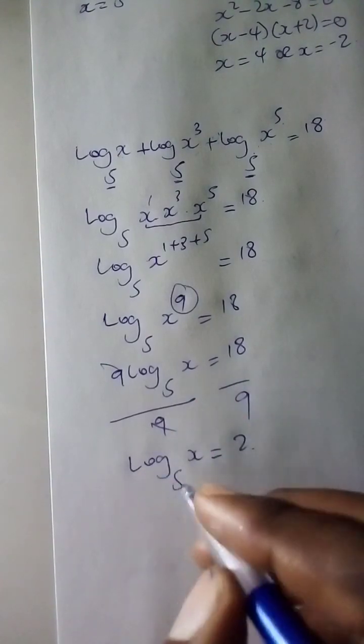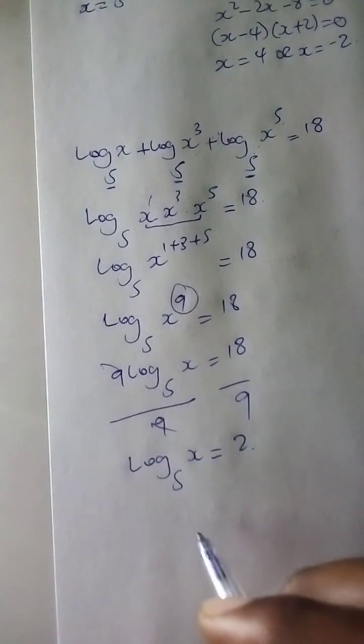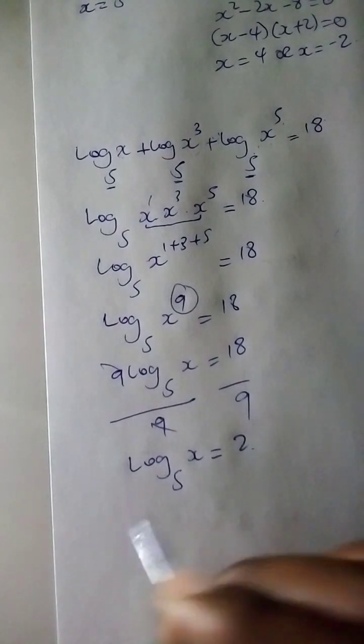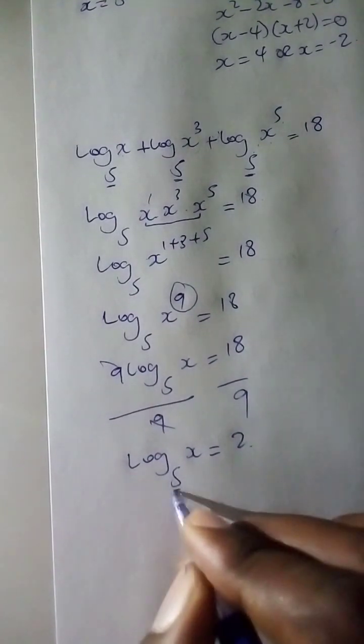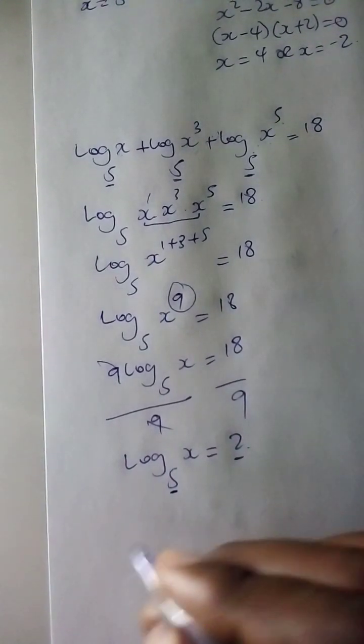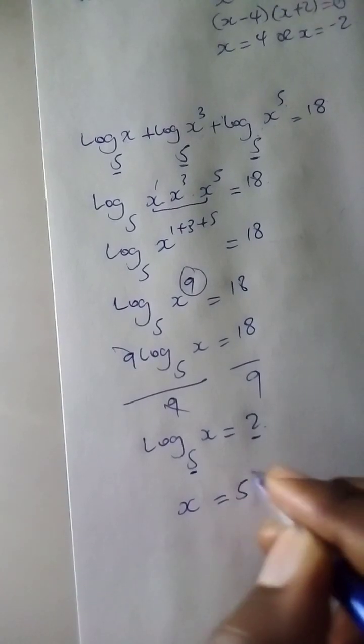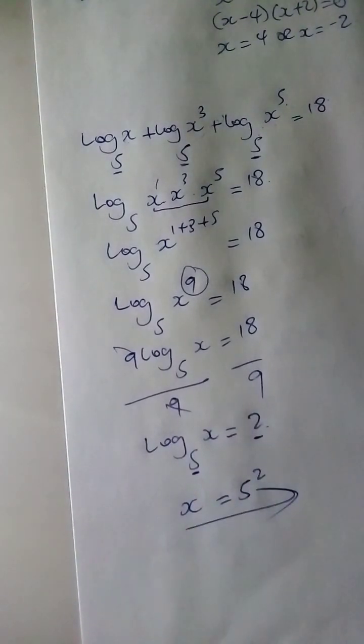So now from here, we need to convert from a log form to an exponential form. The base would remain the base. Our equated term becomes our exponent. So now this would mean that our final answer is x, it's equal to 5 squared. So basically this is how you can solve for x if we are involving logs.